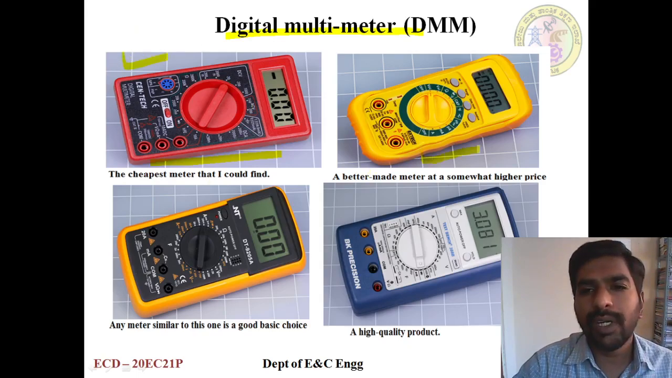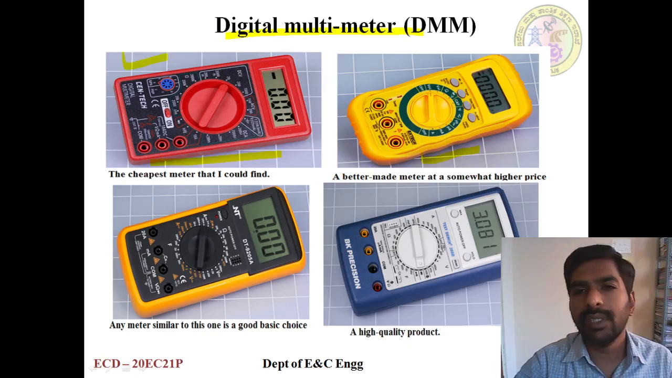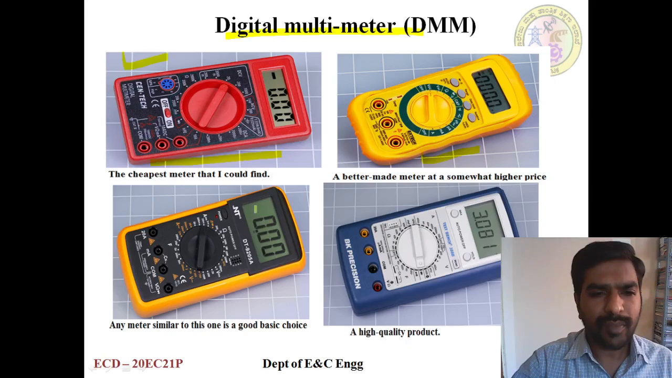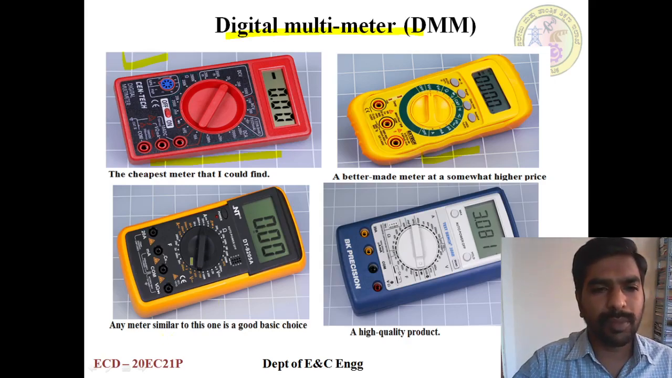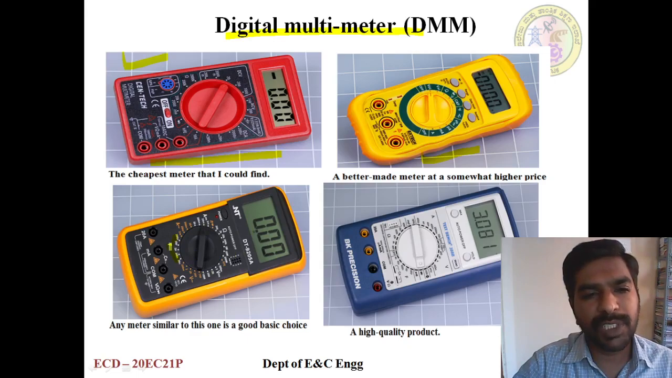There are some better quality ones. It's more than 500 to 1000. This is somewhat good quality compared to this one, and it has a larger display. There are multiple functions also. With this, we are able to measure capacitors. See, if you look here, there is no capacitor symbol, but this multimeter gives the F, meaning capacitor value can also be measured, but it is costly. It's around 2000 to 4000.